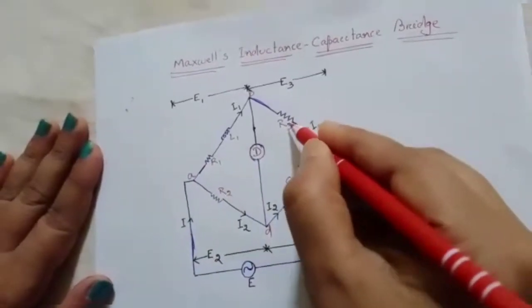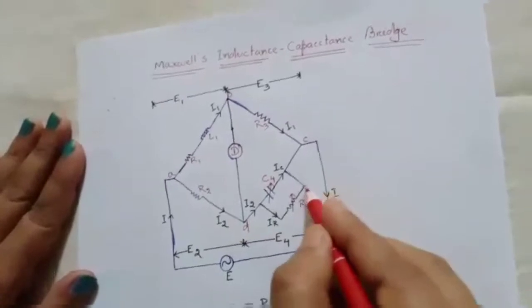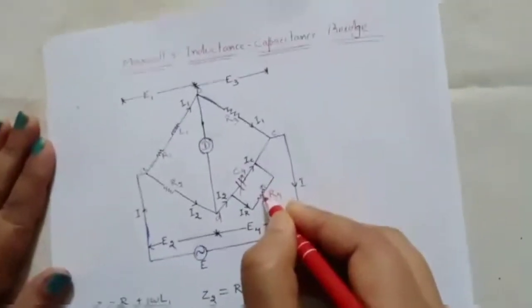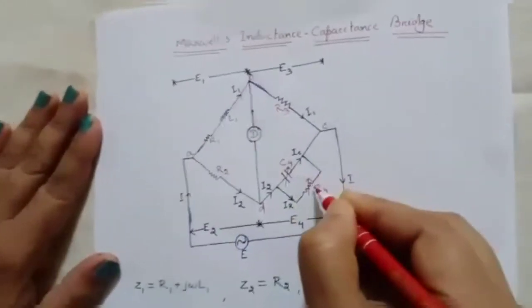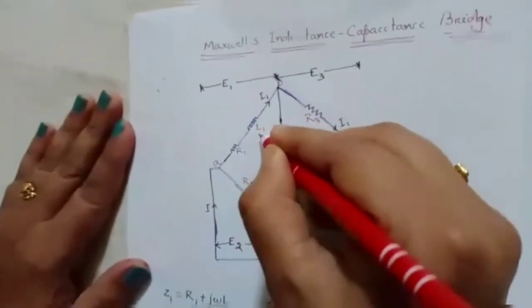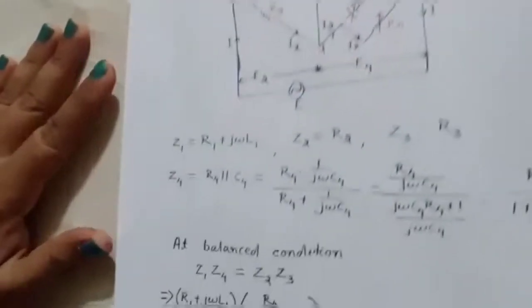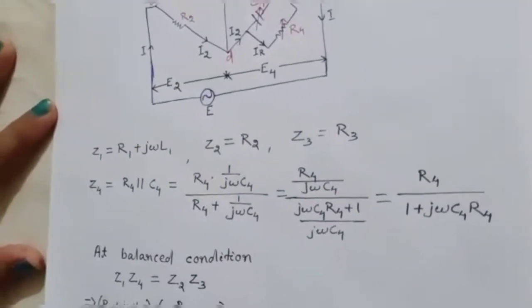In branch 3 we have a resistor R3, in branch 2 R2, and in branch 4 we have a parallel combination of a capacitor and a resistor, and we are varying these two to make this bridge balance, and finally we can find the value of L1 and R1. So first of all we have to know the values of Z1, Z2, Z3 and Z4.